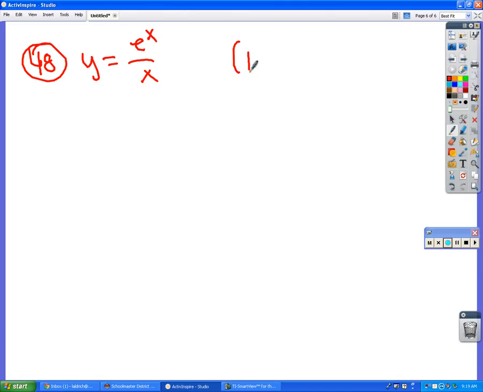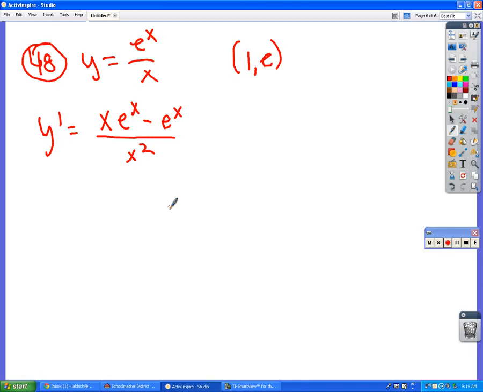Okay, someone told me when they came in they forgot how to find tangent lines. So here's a little refresher. Take the derivative. Since I have a fraction, I have to do the quotient rule, right? So it's low, d high, minus high, d low, over the square of what's below.